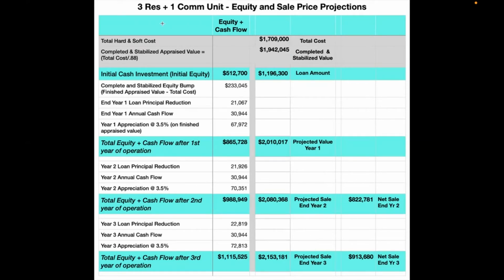But first, we've got our total hard and soft costs again, $1,709,000 right here. And when the building is completed, right off the bat, you rent it up and get it stabilized, and it is going to appraise for more money.